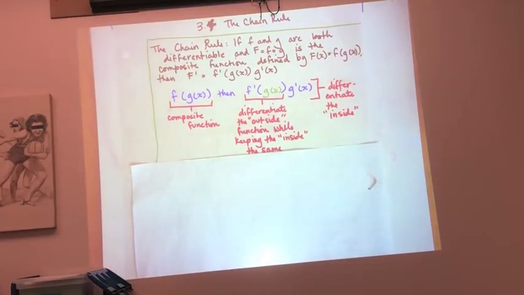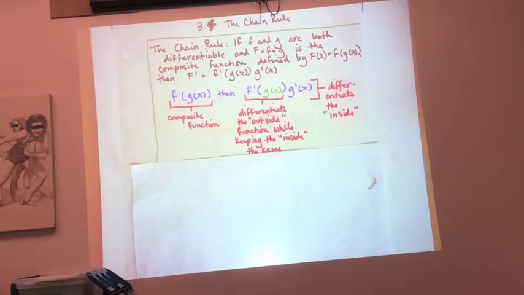Basically, the chain rule is: if f and g are both differentiable and F is the composite function defined by F of x equals f of g of x, then F prime of x equals f prime of g of x times g prime of x.